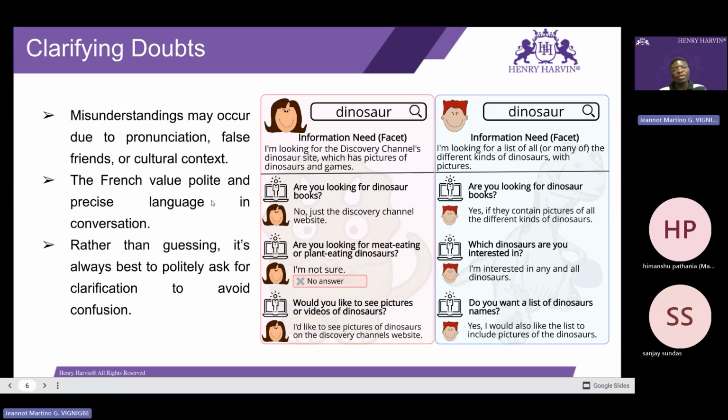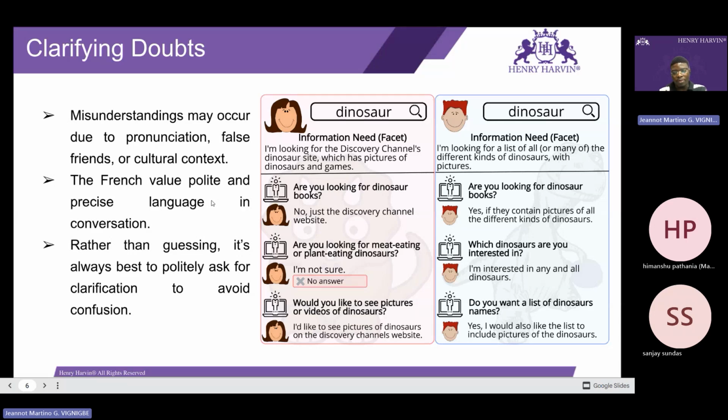Okay. Donc, nous avons ici la mauvaise prononciation des mots, la mauvaise utilisation des mots. Lorsque vous utilisez un mot dans un contexte où il ne devrait pas être utilisé, cela peut amener à une incompréhension et parfois même des disputes. Okay? Donc, misunderstanding may occur due to pronunciation, false friends, or cultural context.